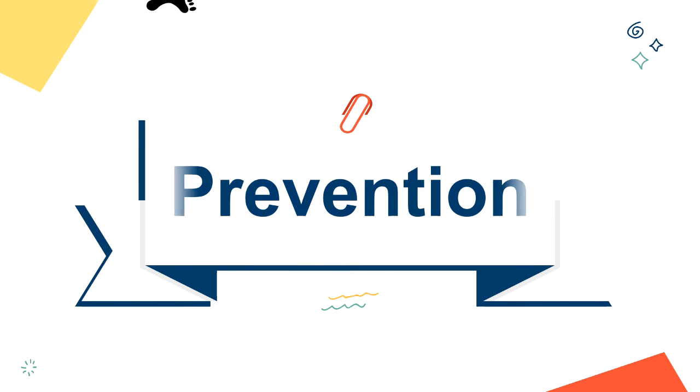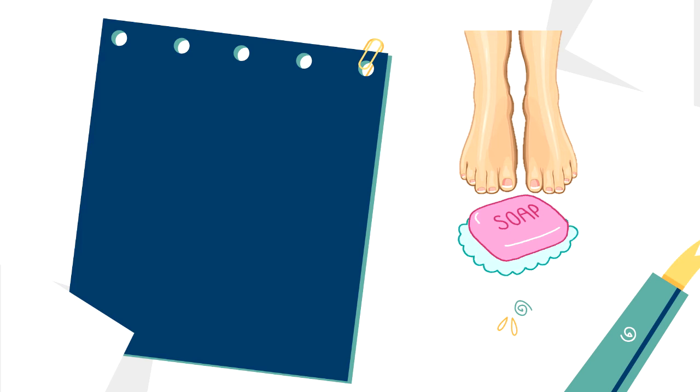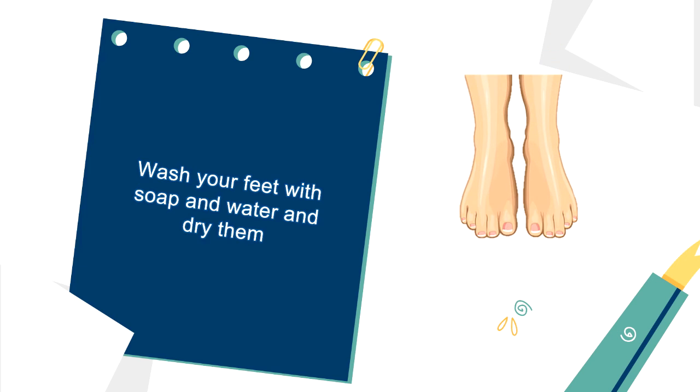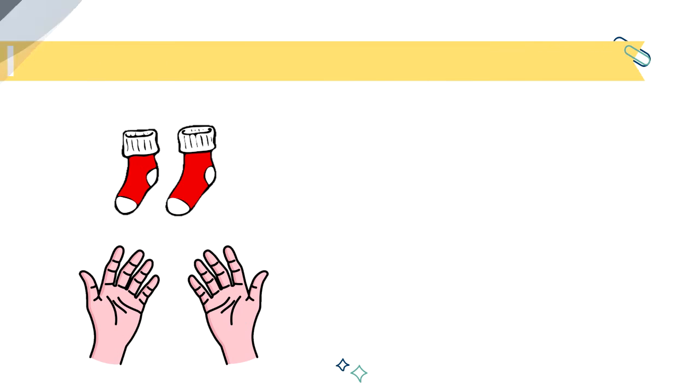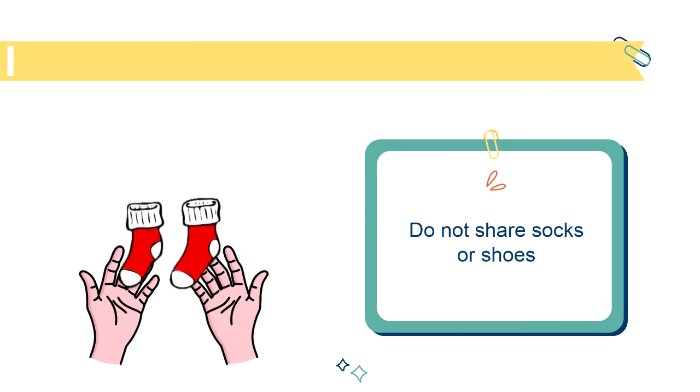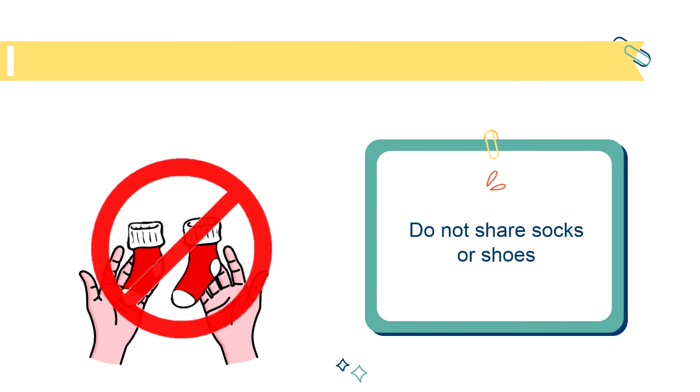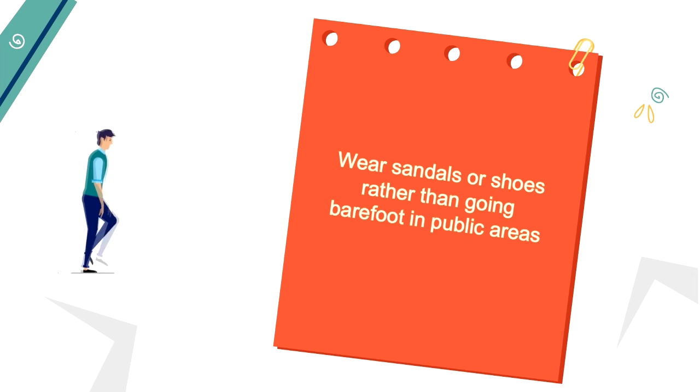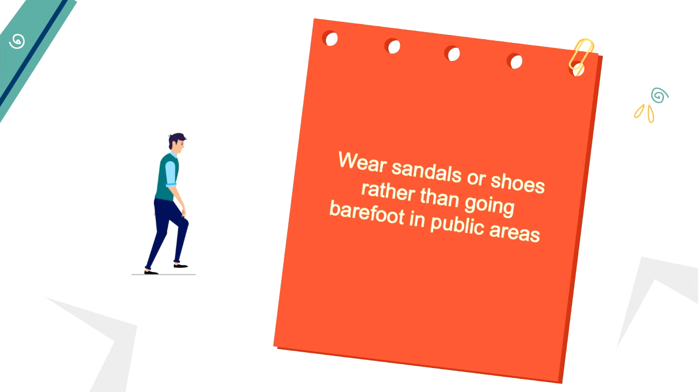We have always heard that prevention is better than cure. That is because it has the ability to improve quality of life while also lowering the cost of treating the disease. As a result, it is important to prevent acquiring athlete's foot. To begin, wash your feet with soap and water every day and thoroughly dry them. Second, do not share socks or shoes, as this can lead to the spread of fungus. Third, wear sandals or shoes rather than going barefoot in public areas to protect your feet.